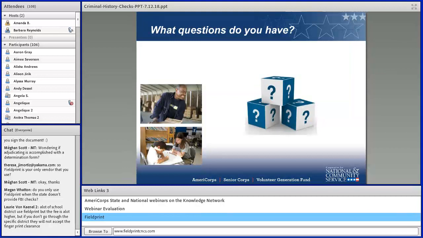A lot of school districts use Sterling Volunteers, but the fee is a lot higher. But if you don't go through the specific district, they will not accept the fingerprint clearance. So you are allowed to accept clearances. It's one of the pre-approved ASPs, which is on the Knowledge Network. There are about six of them. So you can accept a clearance letter. You just have to have certain documentation with that letter.